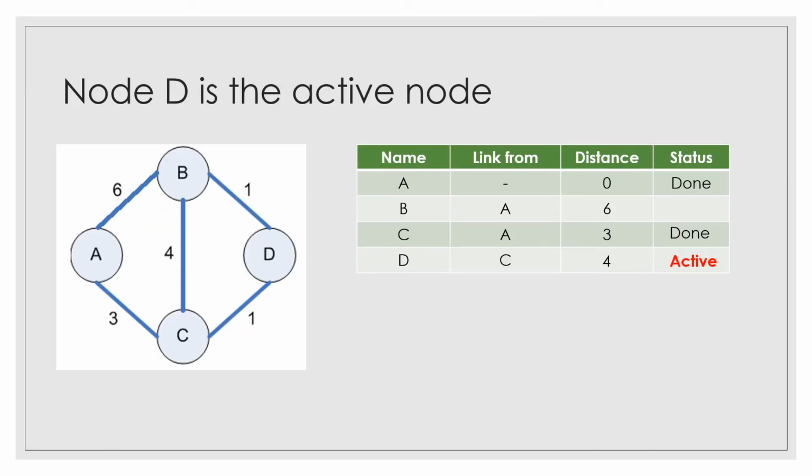So node D is active. There's actually only one remaining route, which is the route from D to B. So node D has got value 4.